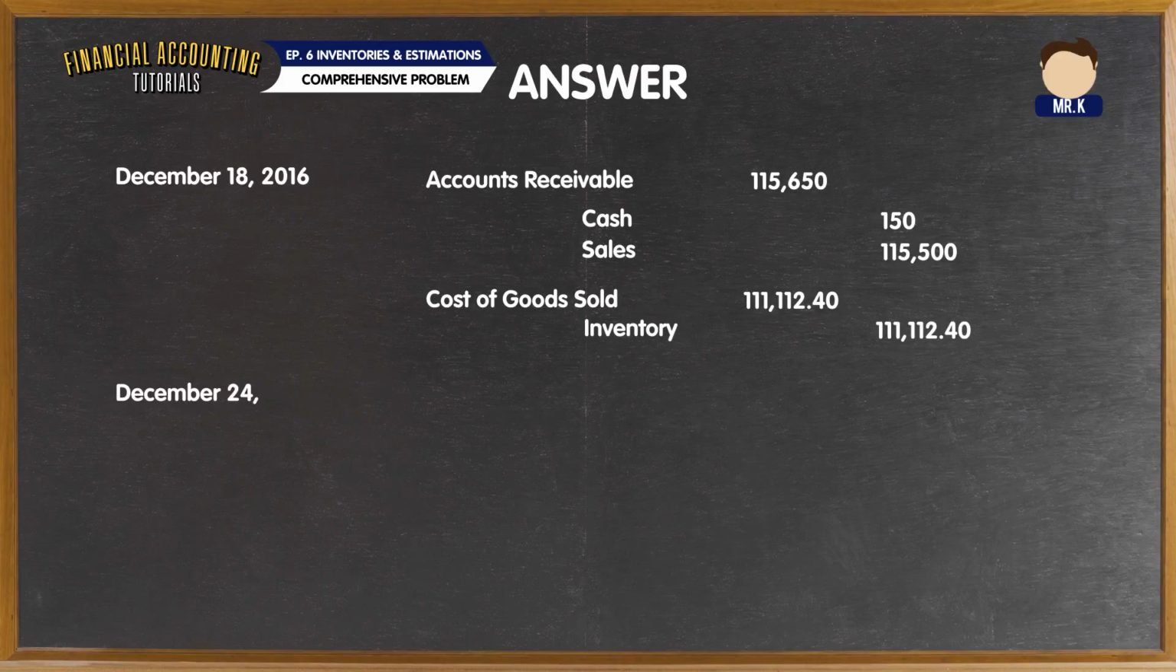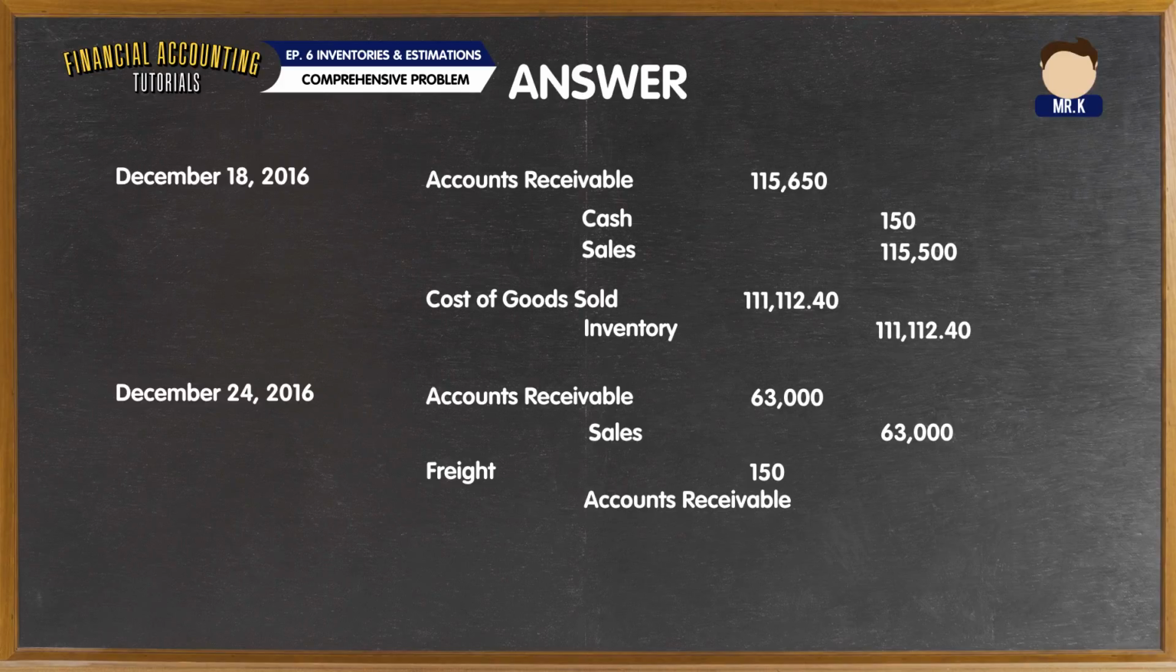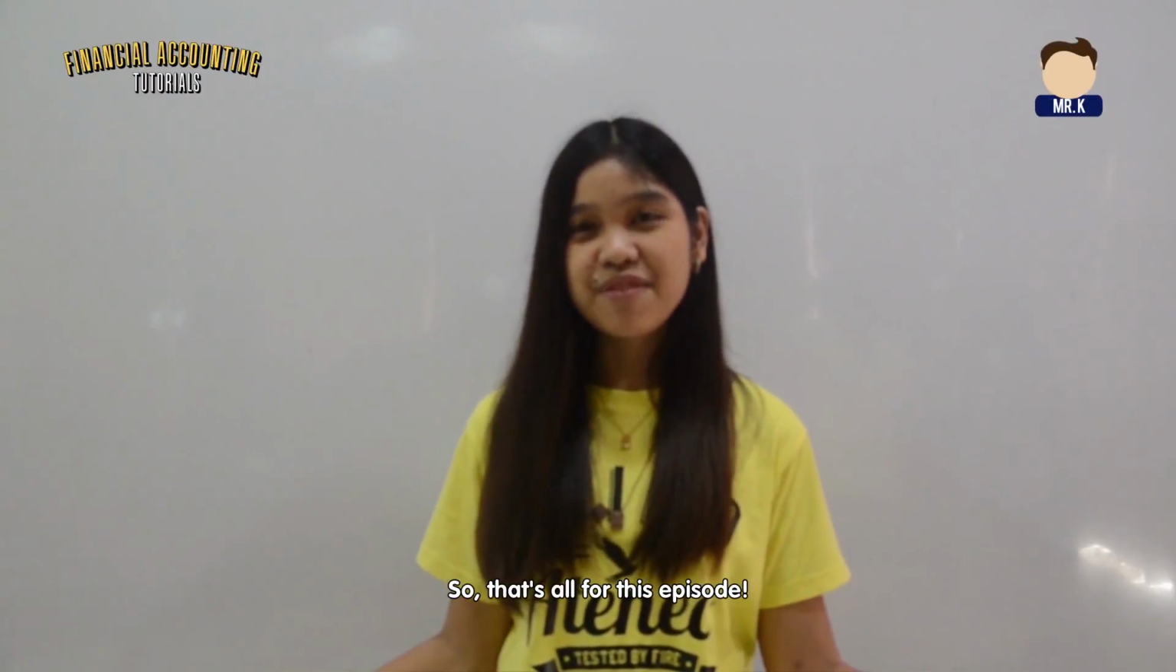On December 24, 2016, accounts receivable is debited at an amount of 63,000 and sales is credited at an amount of 63,000 pesos. We also debit our freight of 150 pesos and we credit our accounts receivable at the same amount. Cost of goods sold is also debited and inventories is credited at an amount of 53,550 pesos. So that's all for this episode.